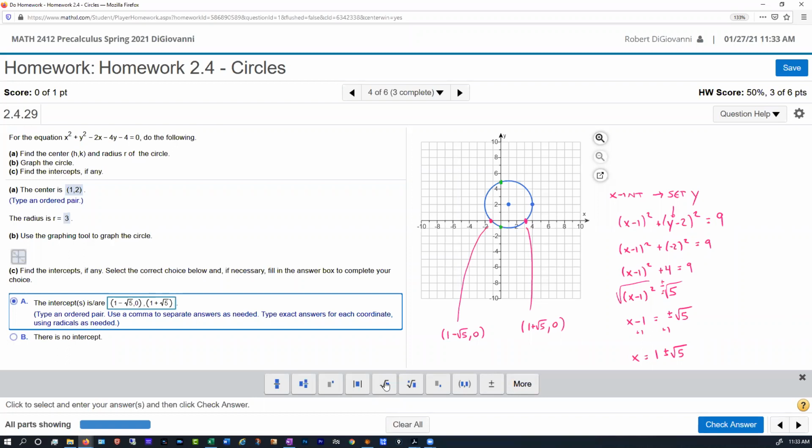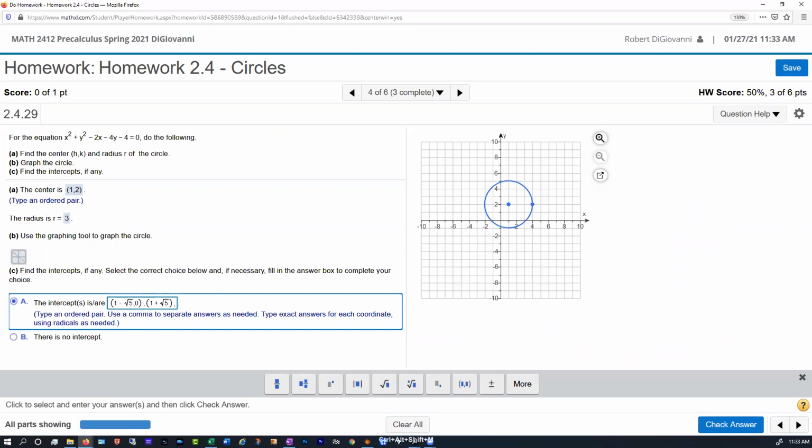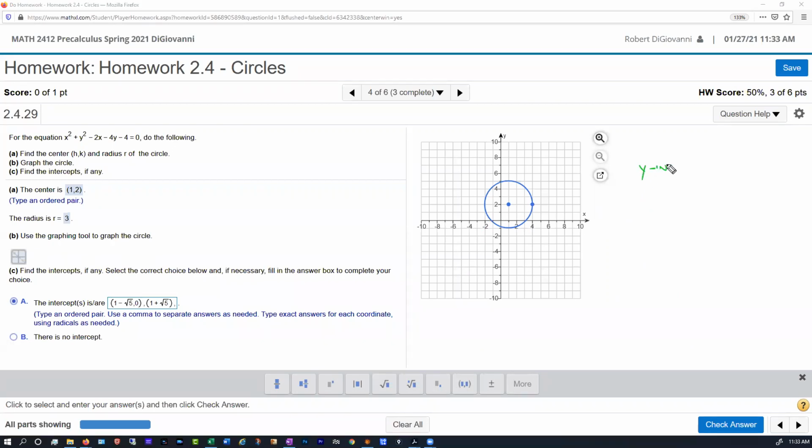Oh, wait, hold on. I only have 2 of the intercepts. Now I have to do them all, so I need 2 more. So let me do this. I'm going to clear this out, and now I'm going to go find the y-intercepts. For the y-intercepts, we set x equal to 0 and solve.